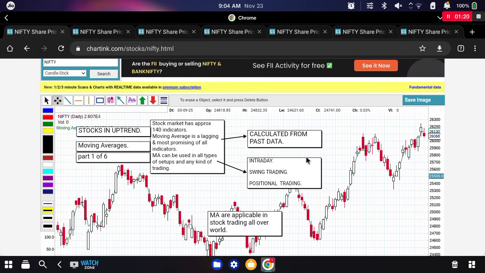Intraday trading means buy and sell has to be completed on the same day. Swing trading means you can carry the position from day 1 to couple of months. And positional trading means you have set the target, then only you will exit. Friends, I must tell you, moving averages are applicable in stock trading all over the world in a similar way.